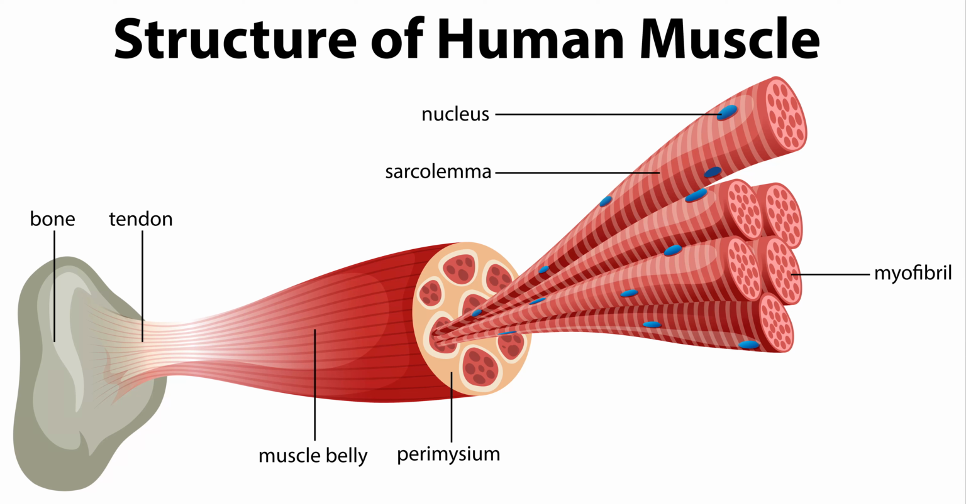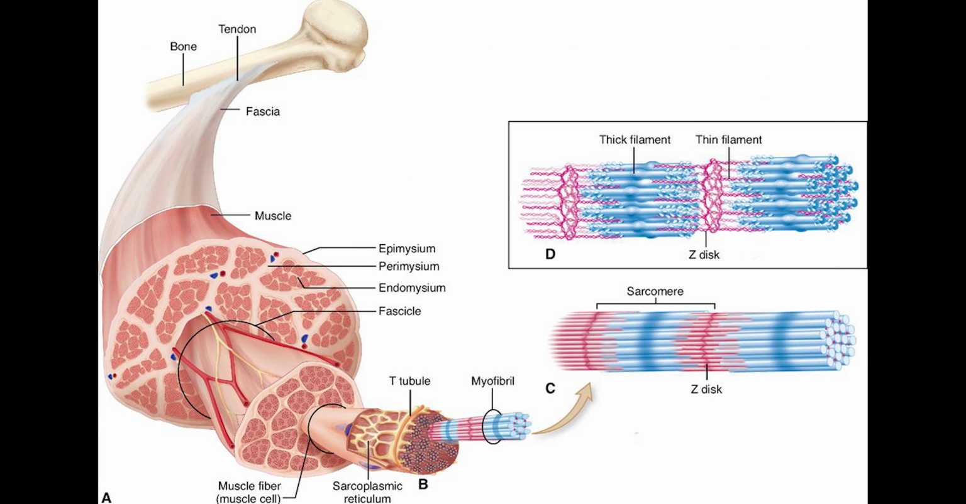Attention all anatomy aficionados. This is the anatomy of a muscle. Muscle is a soft tissue, one of the 4 basic types of animal tissue. Muscle tissue gives skeletal muscles the ability to contract.